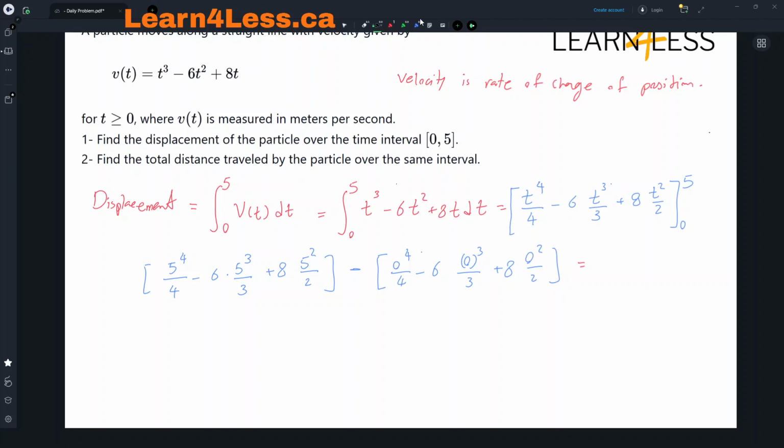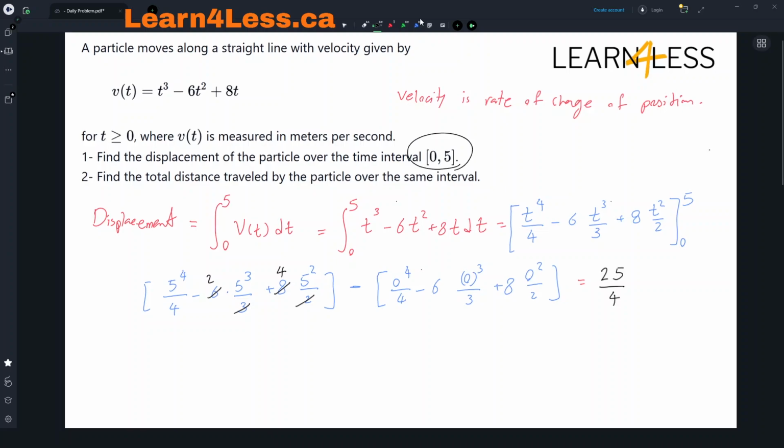So overall, this would be the final answer, which we can evaluate and simplify as well. The 2 and 8 can be reduced to 4, 3 and 6 can be reduced to 2, and here we cannot simplify anymore. If we evaluate that, at the end we get 25 over 4. This would be the displacement of the particle over the time from 0 to 5. So we basically just take the integral.